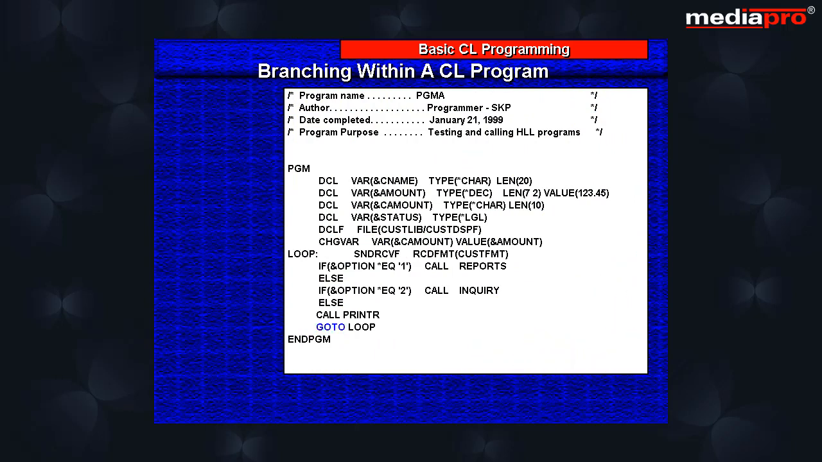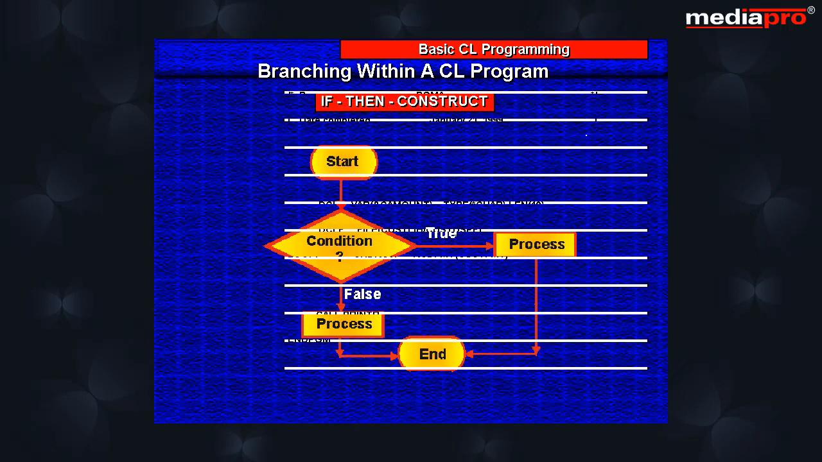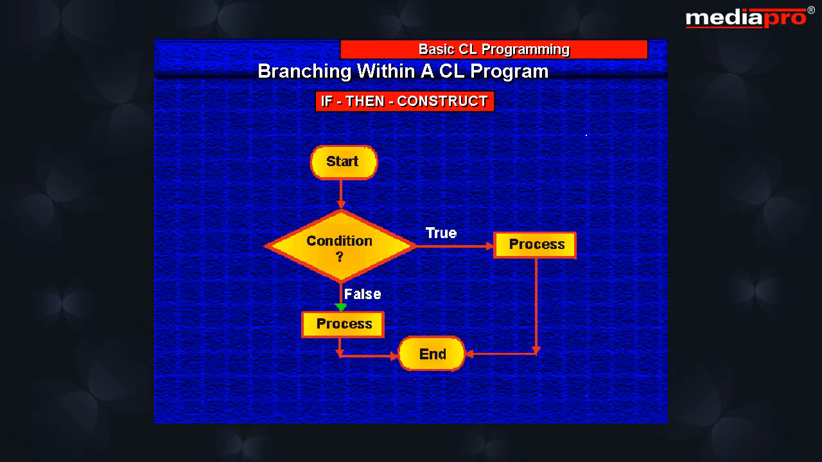The goto command is used for unconditional branching. It causes the program to skip to the line identified by the label mentioned in the command label parameter. Conditional branching is achieved through the if-then-else construct.